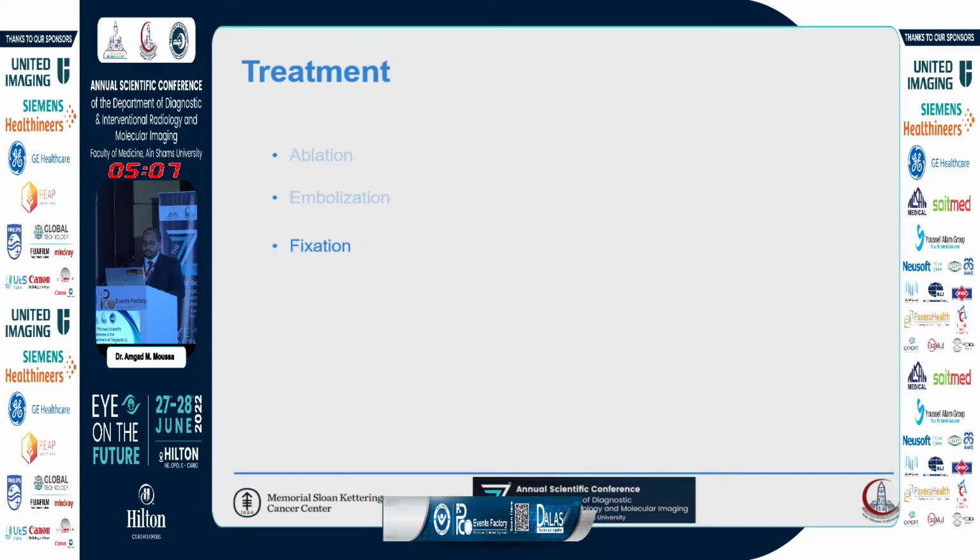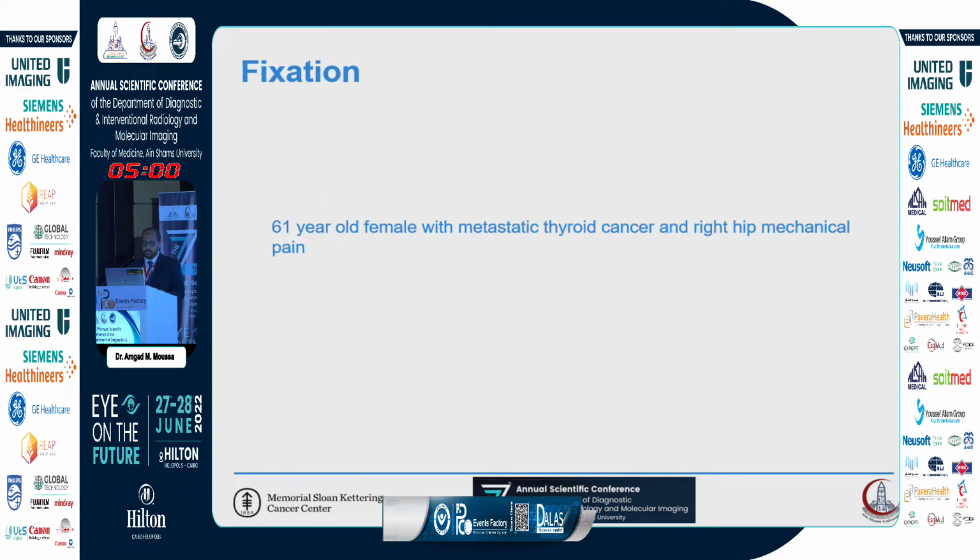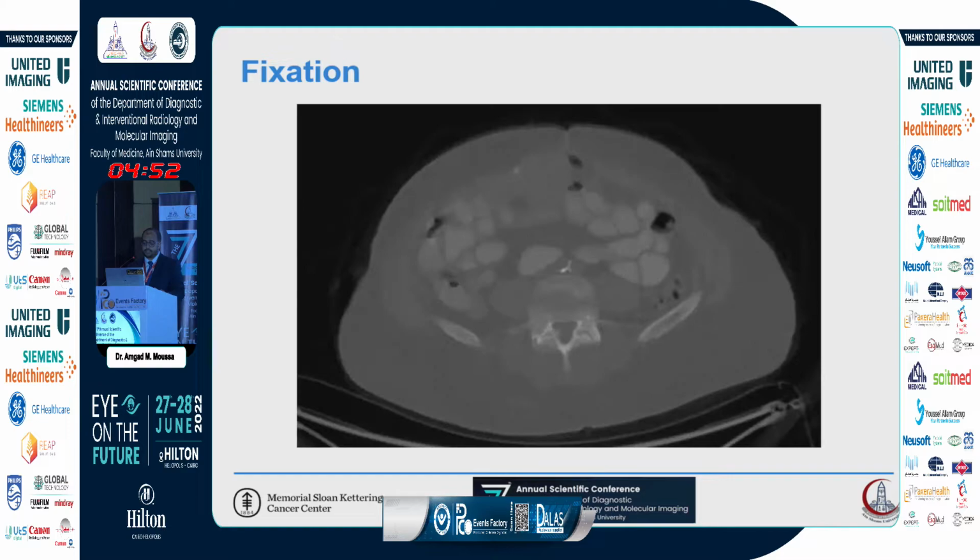What about musculoskeletal tumors where there is an impending fracture or there is a fracture? We can help with fixation. This is a case of a 61-year-old female with metastatic thyroid cancer. She has right hip mechanical pain, and the assessment of the pain here is critical to identify how the patient will respond to your procedure.